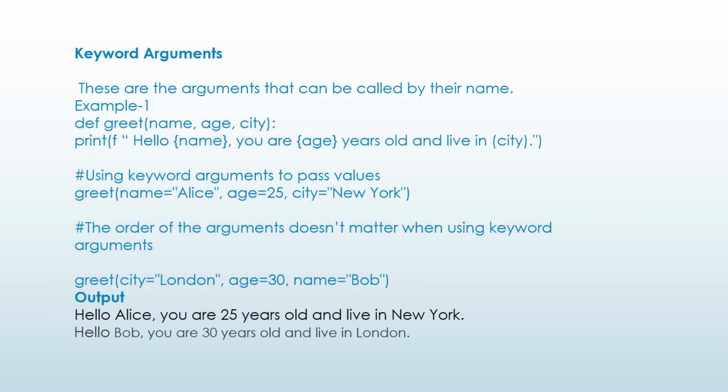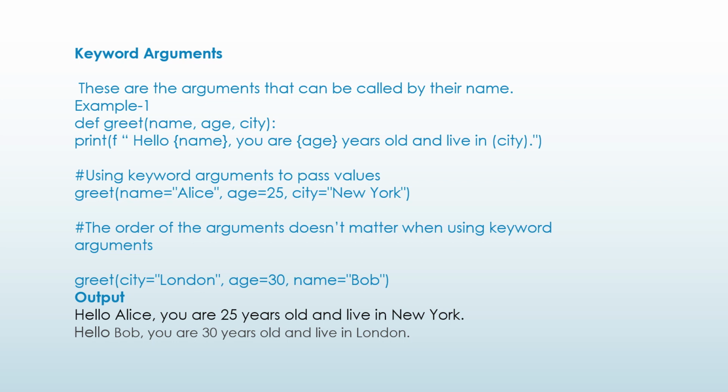The second type of arguments in Python are keyword arguments. Keyword arguments are the arguments that can be called by their name. For brevity, let us go into the example. We have the function named greet and it has parameters name, age and city. For keyword arguments, let us look into the function calling. In the function call to greet, the values are assigned to their respective parameters. So there is no chance for ambiguity. So we get the desired output and there is no scope for making mistakes.